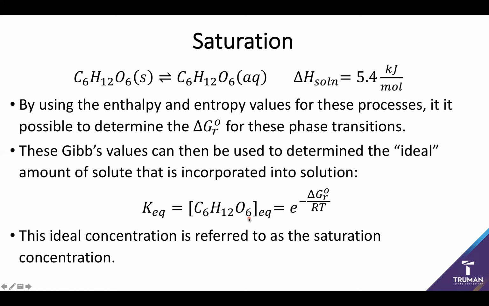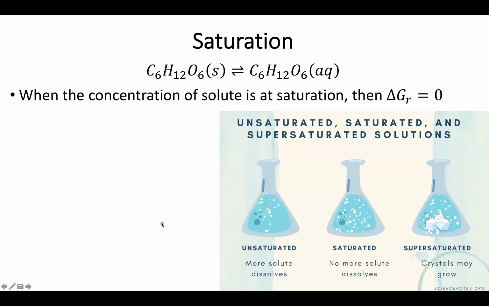And this is also known as a saturation concentration. So a solution is said to be saturated when its concentration equals this value. Because if you remember correctly, when the concentration equals our equilibrium constant, at this point, the delta G goes to zero. So the reaction isn't going to be moving forwards or backwards, which means that I have some level of solid and some level of dissolved species both present.